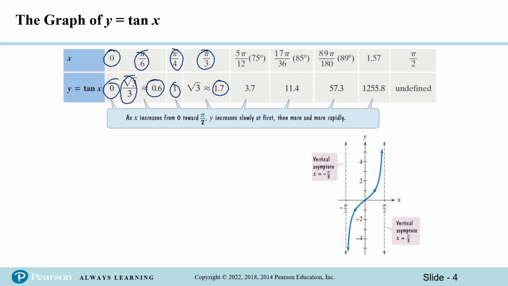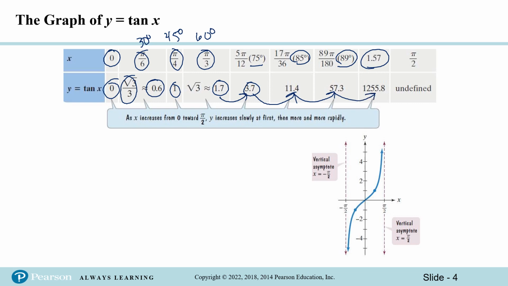Now you know this is 30 degrees, this is 45 degrees, this is 60 degrees. The next one is 75 degrees, and there's a bigger jump here, 1.7 to 3.7. Then we go to 85 degrees, and there's a much bigger jump, and 89 degrees, and there's a really big jump, and this is very close to pi over 2, but it's not pi over 2. And notice we have a huge jump here.